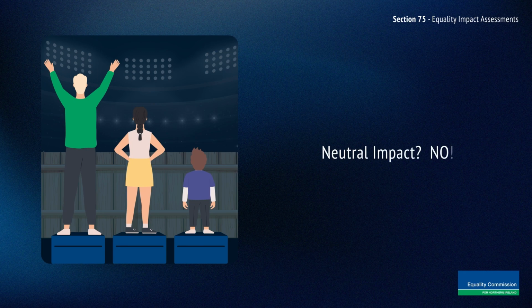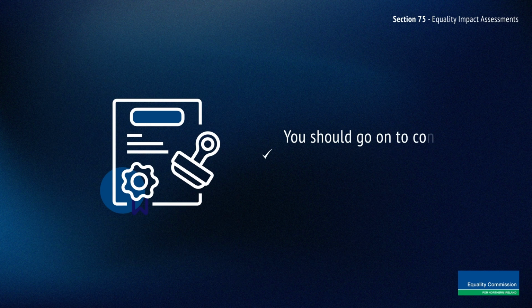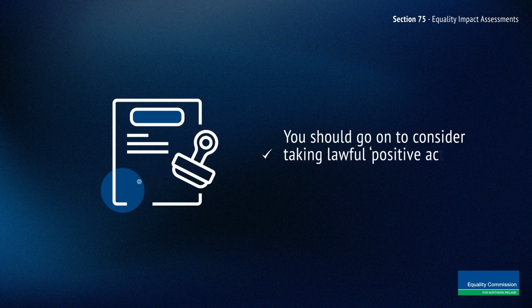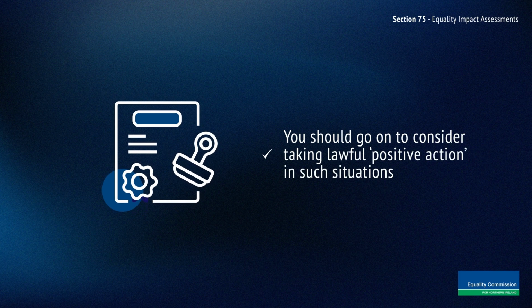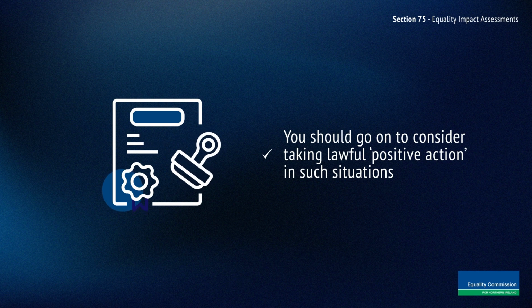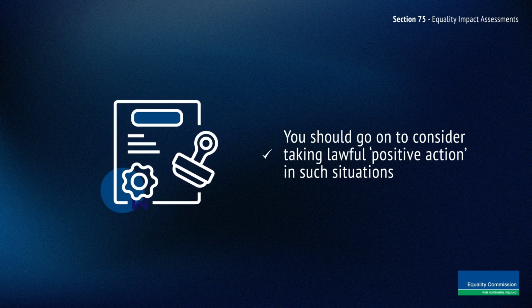If you treat everyone the same and presume that this means that there is a neutral impact, then you're making an obvious mistake. Section 75 requires you to acknowledge these differences and allows you to consider treating some people differently to others to alleviate those effects. You should go on to consider taking lawful, positive action in such situations, for example, by considering whether to target resources to address the inequalities that you have identified.